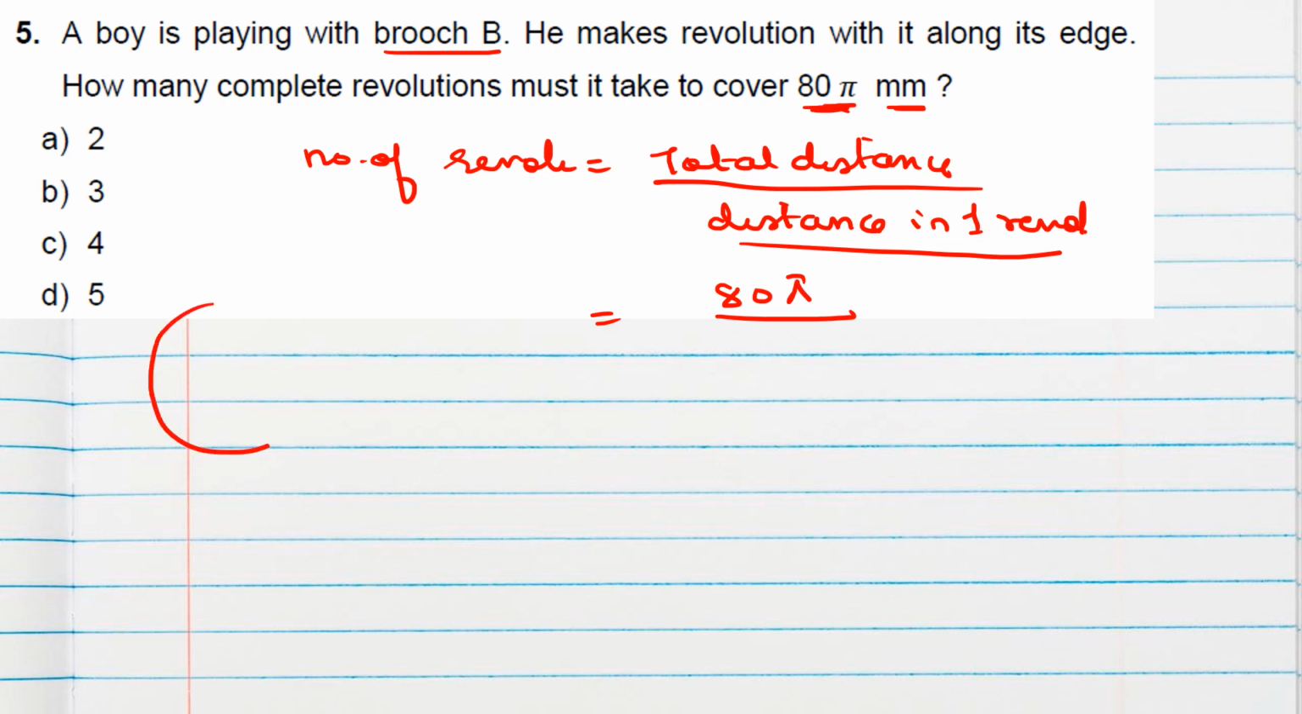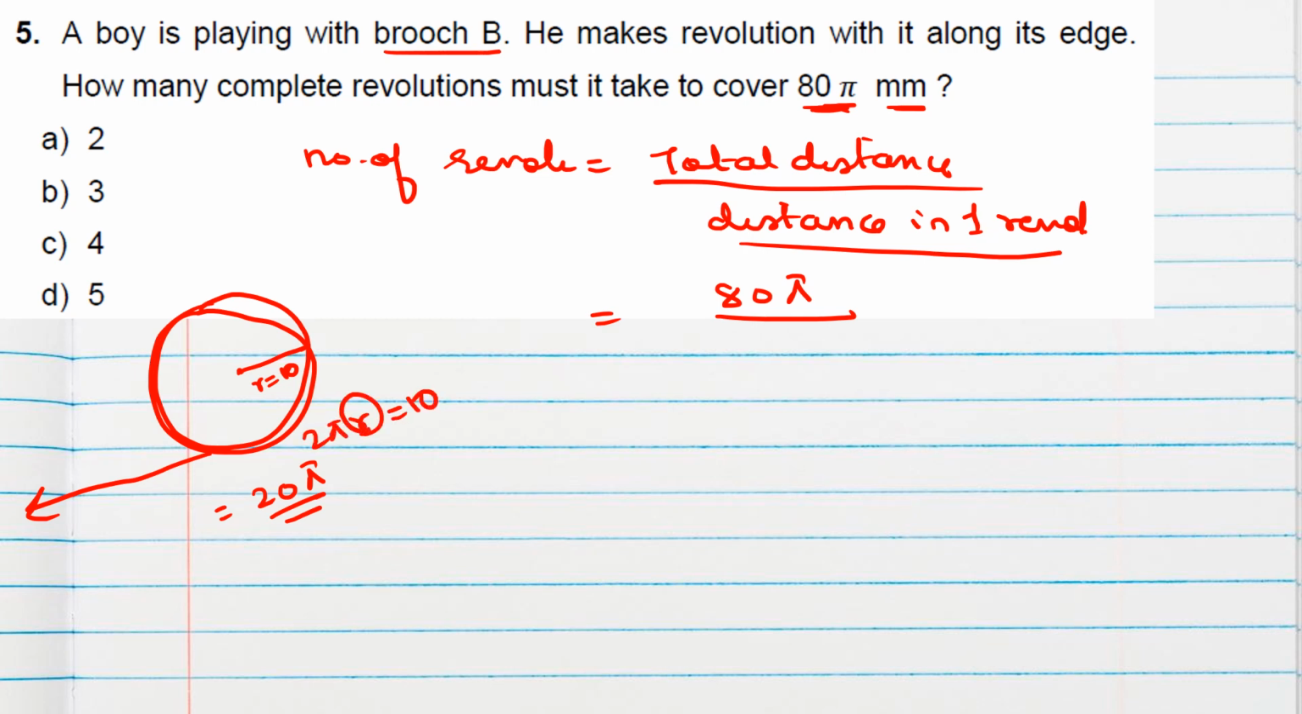So the circumference of the gold part will be enough, right? Because that is the outer boundary. If you roll the circle on the path, only the outer part will touch. That means using radius 10, we should find the circumference, which is 20 pi. 2 pi r, we got it as 10, right? So 20 pi will be the answer. So pi will get cancelled, zeros also. So the number of revolutions will be 4, which is option C. I hope you understood this case study question. All the best. Thank you.